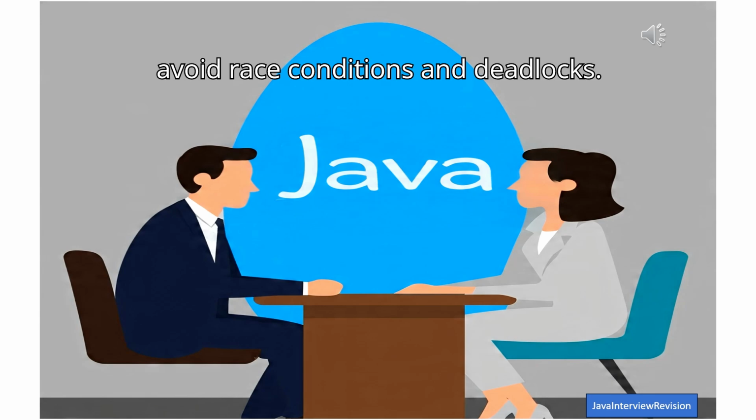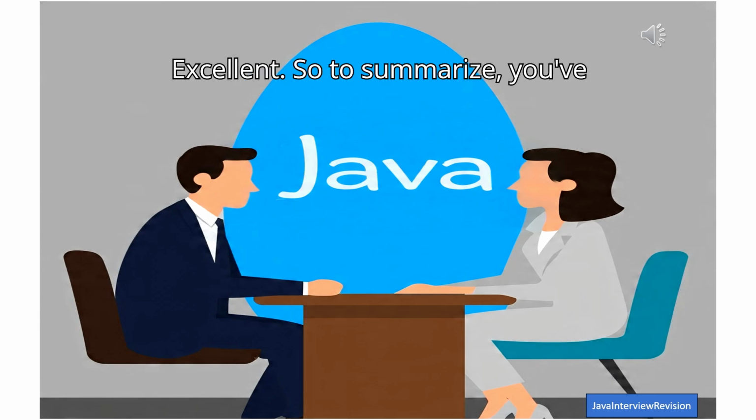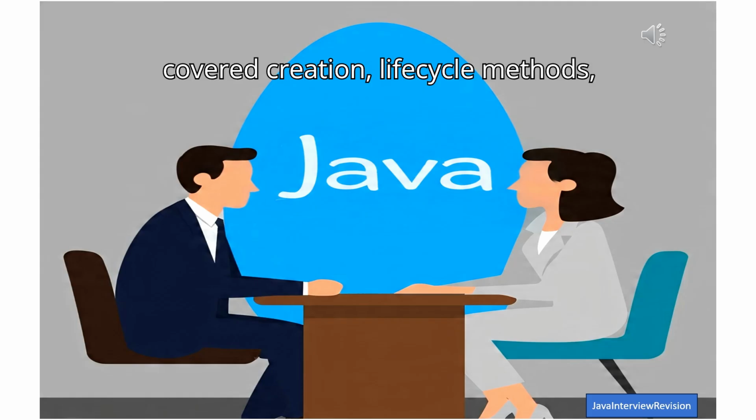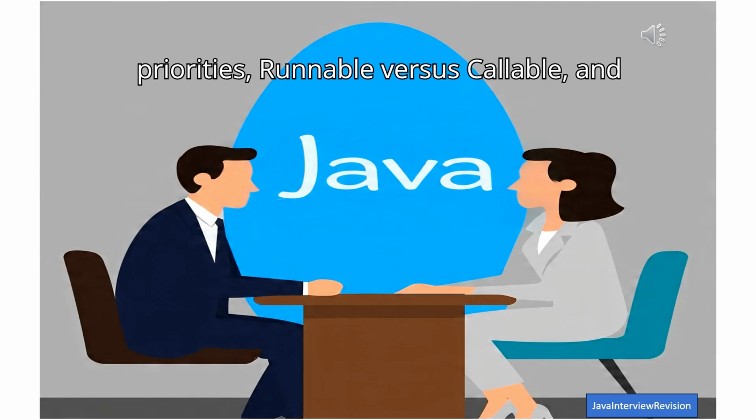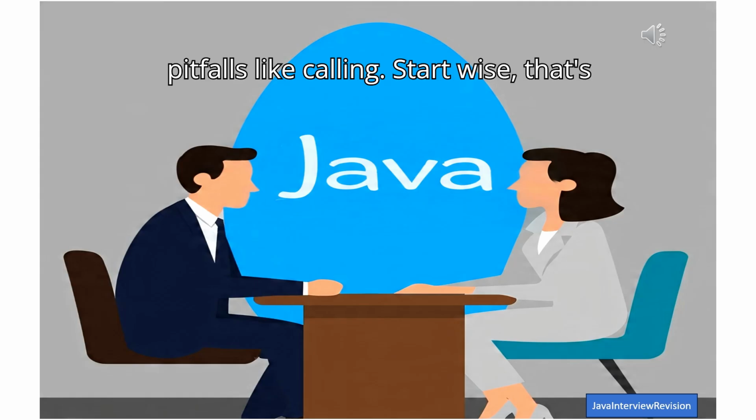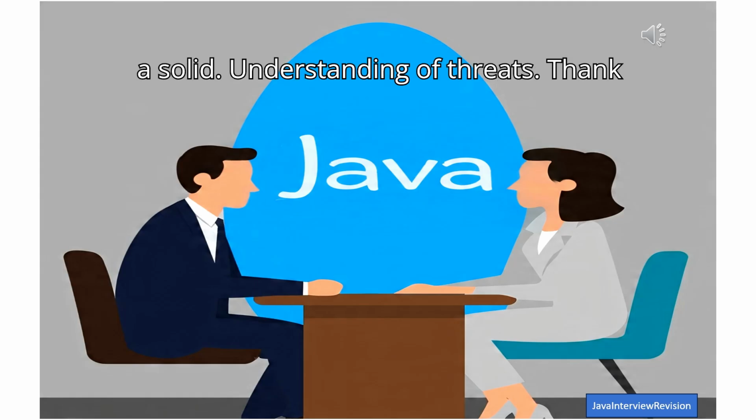Excellent. So to summarize, you've covered creation, lifecycle, methods, synchronization, communication, priorities, Runnable versus Callable, and pitfalls like calling start twice. That's a solid understanding of threads.